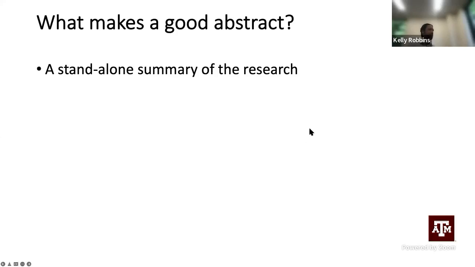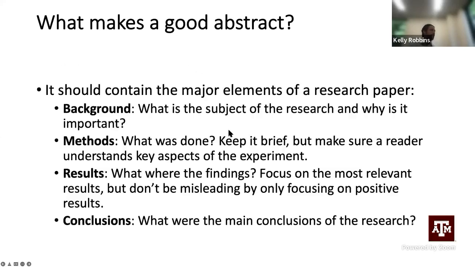But there are these key components of an abstract which really need to be in every abstract that you have, and you need to have the right balance between how much detail you put into each of these components, because with an abstract, there are always word limits. So every abstract that you write should contain really 4 major elements. The first is the background. So what is the subject of the research and why is it important? So what were you working on, and why should I care about it?